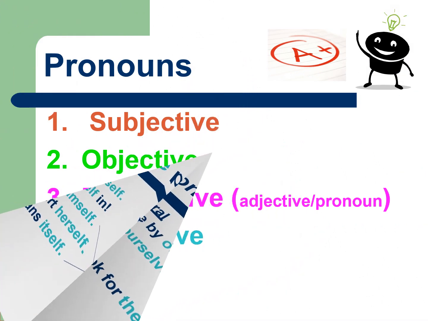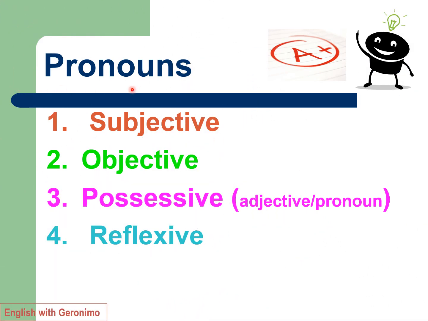Next. Now let's have a quick review of our pronouns that we have discussed today. So pronouns used as the subjective, pronouns as the objective in the sentence, pronouns as the possessive in the sentence. It could be used as the possessive adjective or possessive pronoun. And lastly, we discussed the reflexive pronouns.